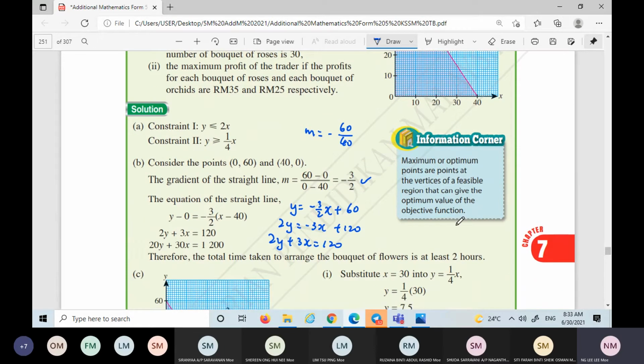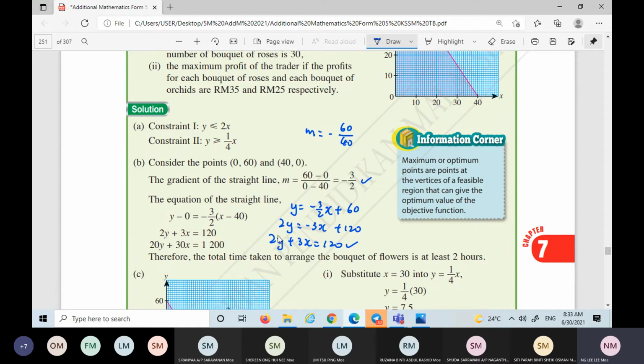Because you've got to base on the question. When you do until here, it's not enough, because the question is 20 and 30. Therefore, you've got to times 10 to the equations. Then you end up with this. Only this is matching with the question, the 20 and the 30 minutes. So here you remember this one will be the minutes.